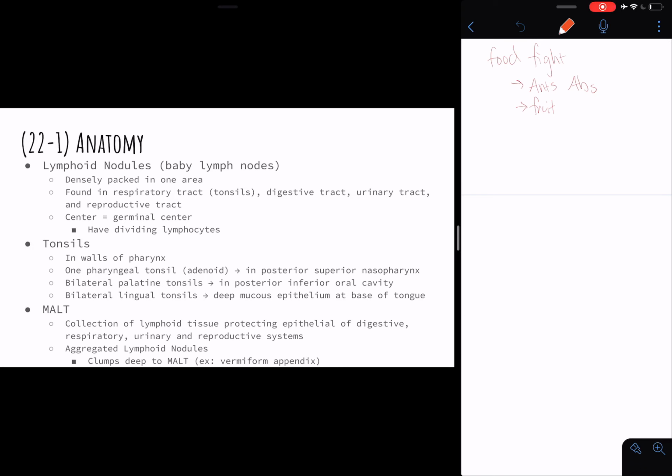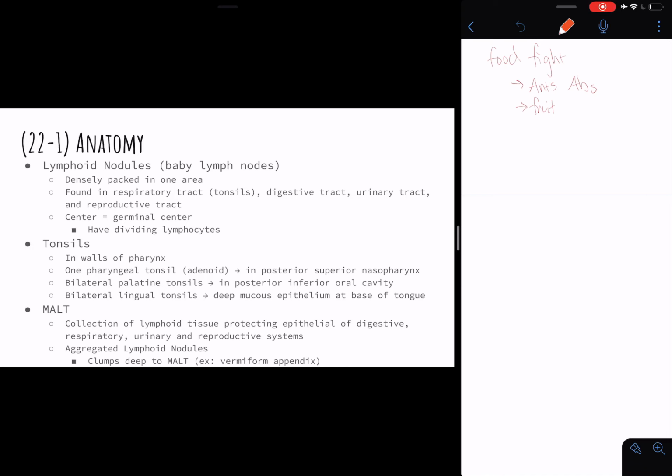They'll also have a similar shape and build to what a big lymph node is, which includes having a center. That center we call a germinal center, and that's where we have these dividing lymphocytes. And those lymphocytes are eventually going to turn into the B and the T cells and go and do whatever the B and the T cells need to do.